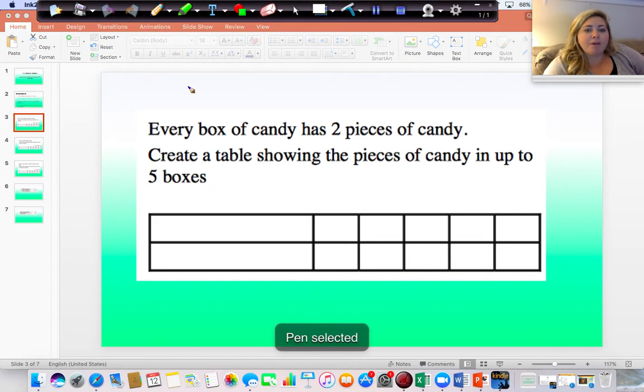Okay, so every box of candy has 2 pieces of candy in it. So every one box, this is understood to be one box.